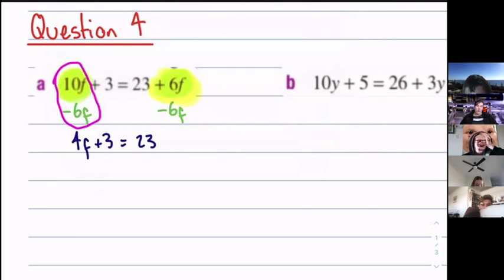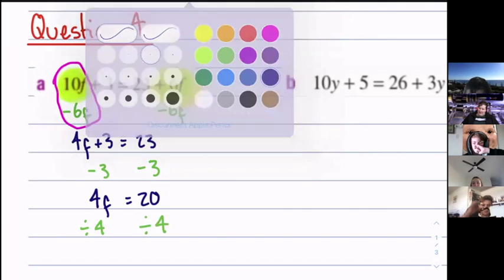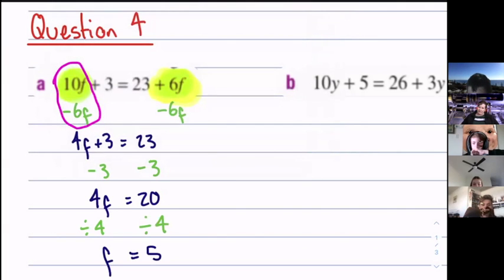So now I've got 4f plus 3 equals 23, and now it's exactly like what we've been solving. We know how to do these. We're going to start off by minusing. So we end up with 4f equals 20, and then we're going to divide. So we're going to have f equals 5.